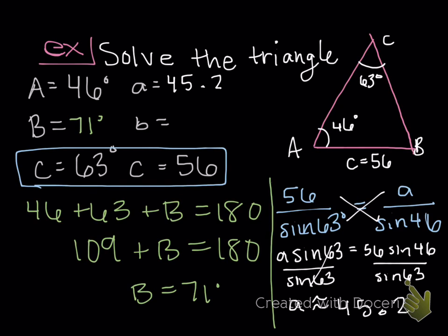So at this point we have one more calculation. The only thing that's missing is our side B. So essentially what we're going to do is the same calculation that I did at step 2 all over again. It's just I'm going to take out the 46 and I'm going to put 71 because that's what angle B is equal to. So let me switch the screen.